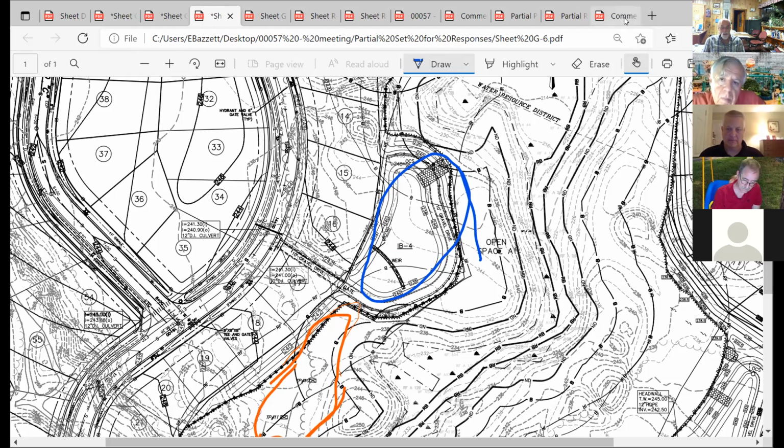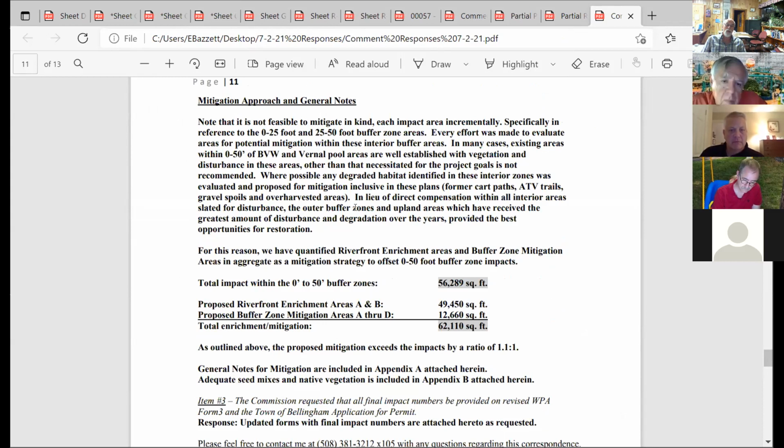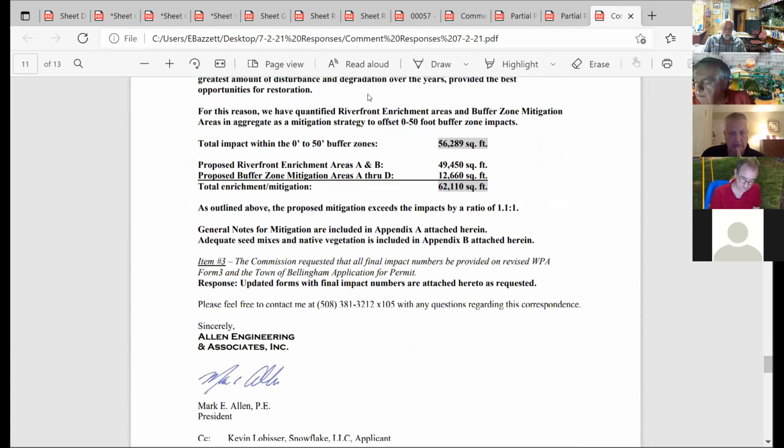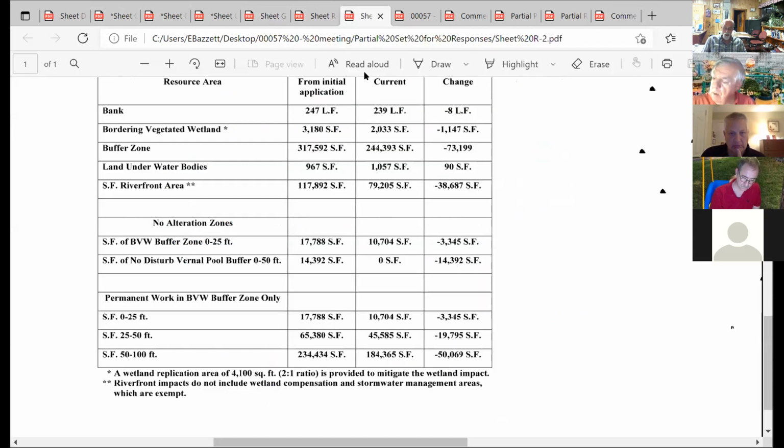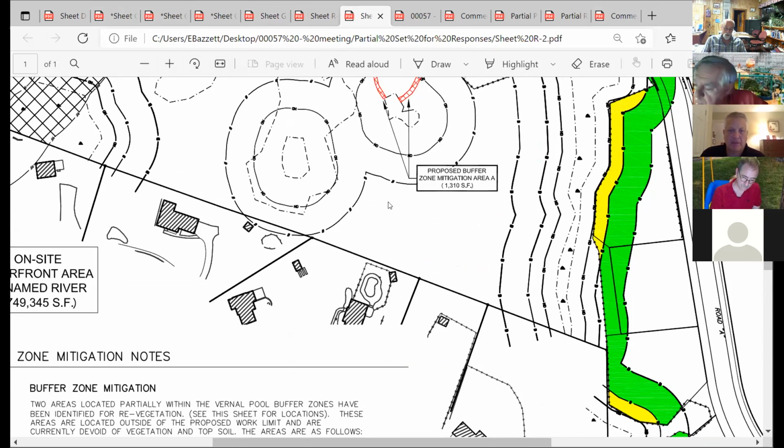And so I guess we're going to get right to page 11 and the bottom line. This is one of the things that concerned the commission from the beginning of the hearing process, and it was the impacts to the 0 to 50. And you are mitigating them. Correct. Allowing you to do 50,000 square feet of riverfront enrichment and allowing it to count for a buffer zone mitigation, I think put you over the top, but it's a win-win for us because it's the best thing for habitat. Correct. So, I'm just zooming out to those areas.